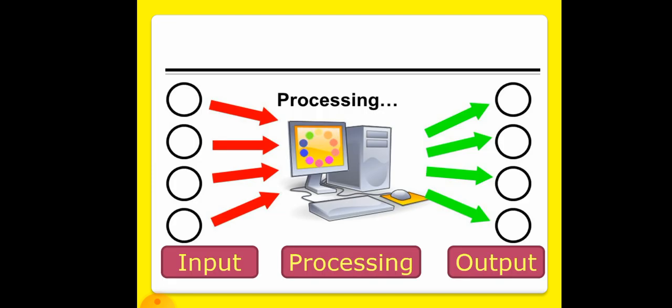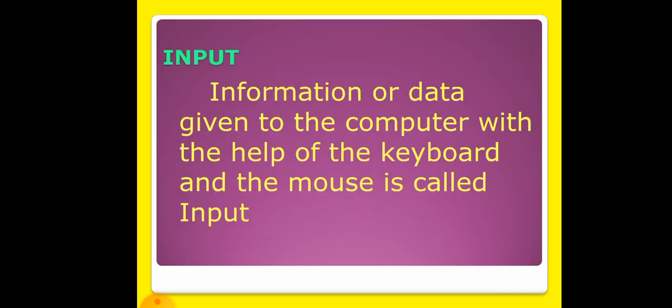So for a computer, whatever goes to the processing unit is called input. Whatever comes out from the processing unit is called output. So it has 3 steps: input, processing and output. So let us explain one by one.